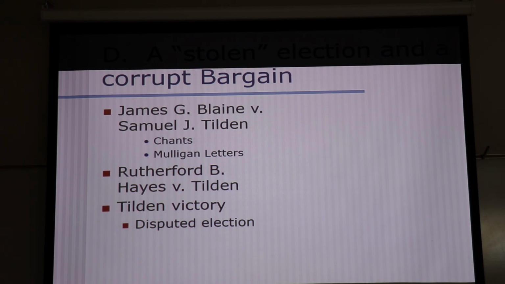D, a stolen election and a corrupt bargain. Guys, if you want to know if anything was a stolen election, it was the election of 1876. Basically, the Republican candidate was James G. Blaine, and the Democratic candidate was Samuel J. Tilden. James G. Blaine was a senator from Maine. Tilden was a guy who had no legitimate child, except he recognized him. So the campaign chants during that were like, Blaine, James G. Blaine, the continental liar from the state of Maine. And with Tilden they went, Ma, ma, where's my pa? Gone to the White House, ha ha ha.